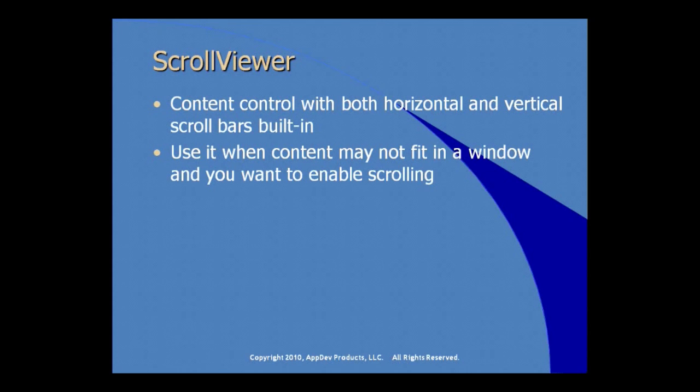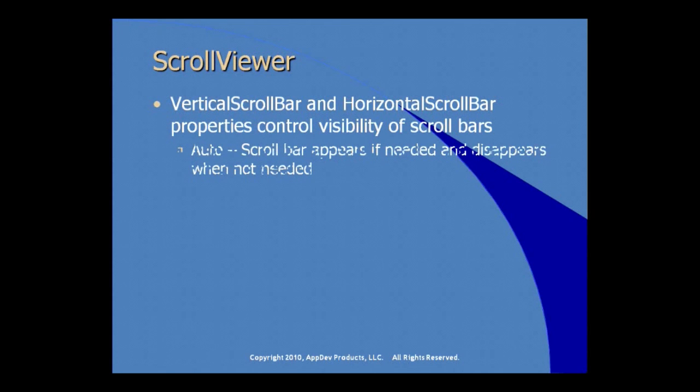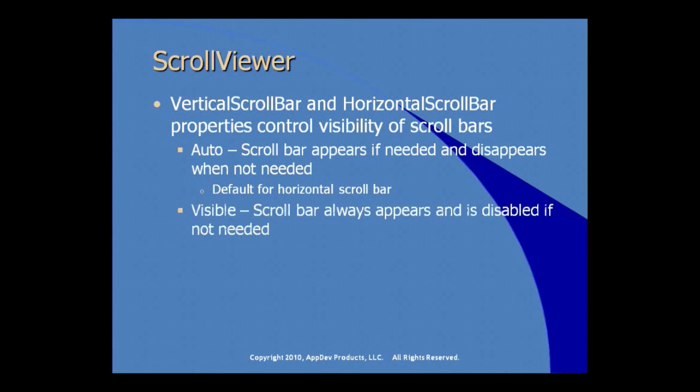to scroll. You have control over when the scroll bars appear because you can set the vertical scroll bar and horizontal scroll bar properties. If they're set to auto, then the scroll bar, both the horizontal and vertical scroll bar, appear if needed and disappear when not needed. This is the default for the horizontal scroll bar. If you set these to visible, then the scroll bar always appears and is disabled if it's not needed. And that's the default for the vertical scroll bar.